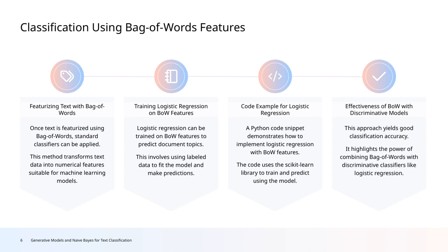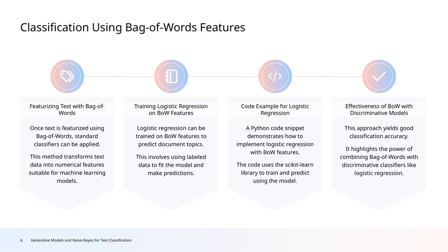To make this concrete, I'll show you a Python code snippet that demonstrates how to implement logistic regression with BOW features. It uses the scikit-learn library, which is a popular tool for machine learning tasks. With this, you can train the model on labeled data and then use it to predict the topics of new documents.